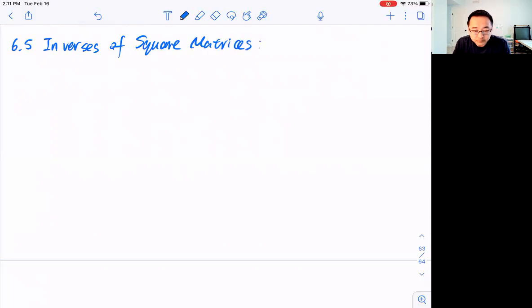Okay, so first of all, an inverse matrix is also used to help you solve systems of equations or matrix equations, so keep that in mind.